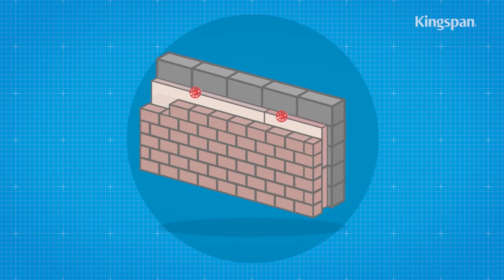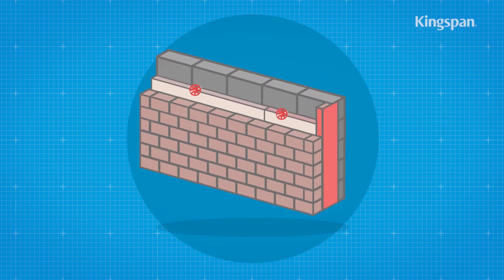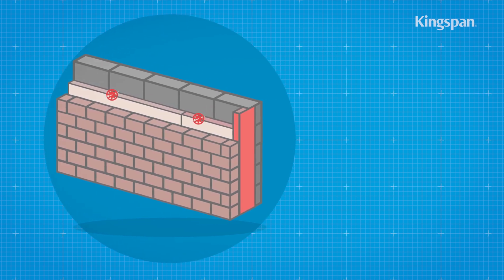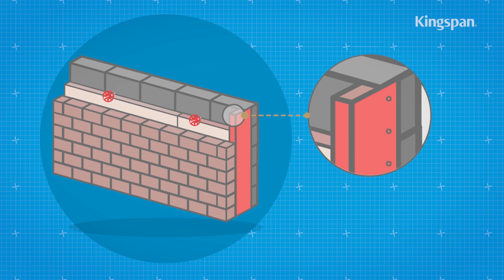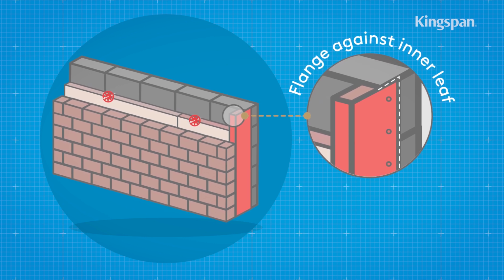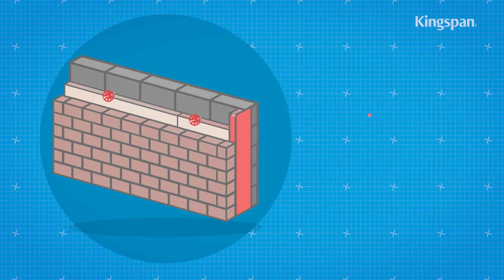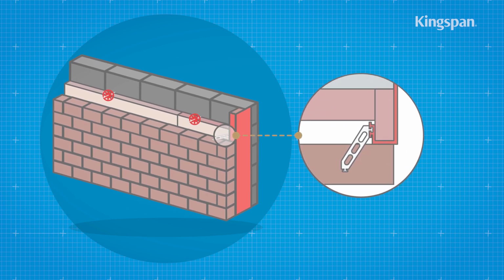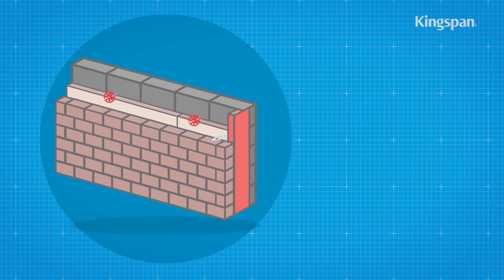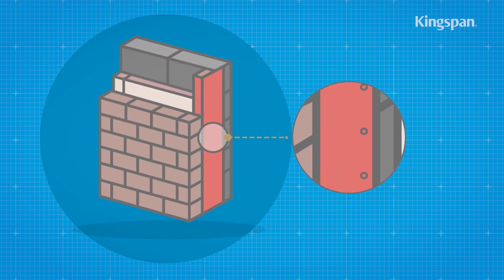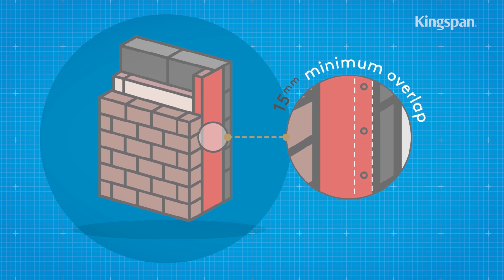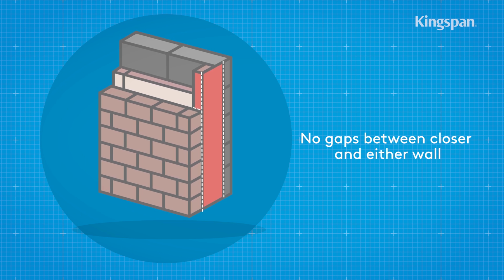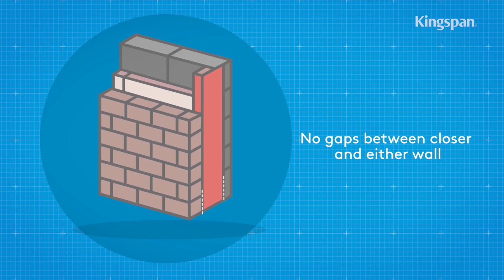The width of cavity will decide the size of section or combination of sections to be used. Always fix Kingspan Kooltherm Cavity Closer with the flange against the inner leaf wall. The closer's flange fixing ties slot into the cavity side and key into the mortar bed of the outer masonry skin. Always ensure a 15mm minimum overlap between the flange and masonry skin, and a tight fit of the closer with no gaps left between it and either wall.